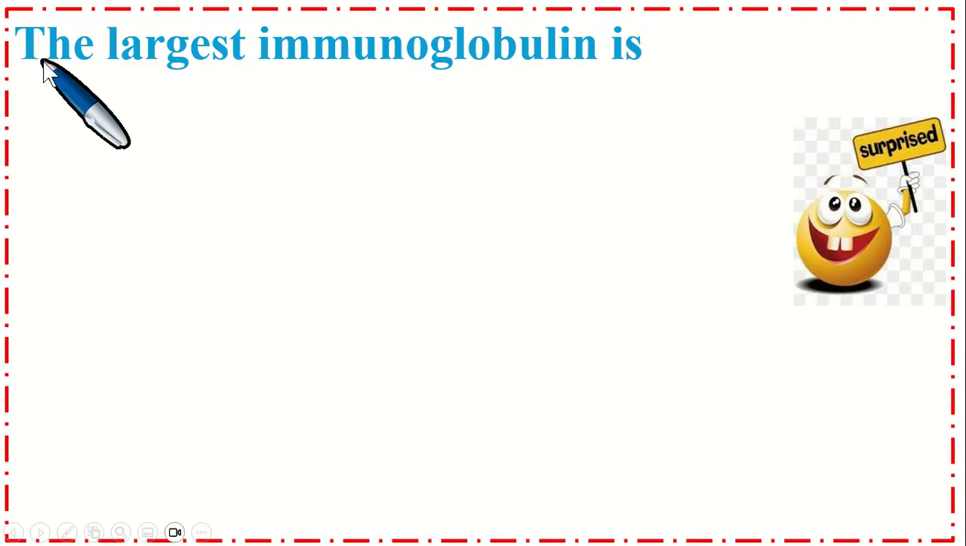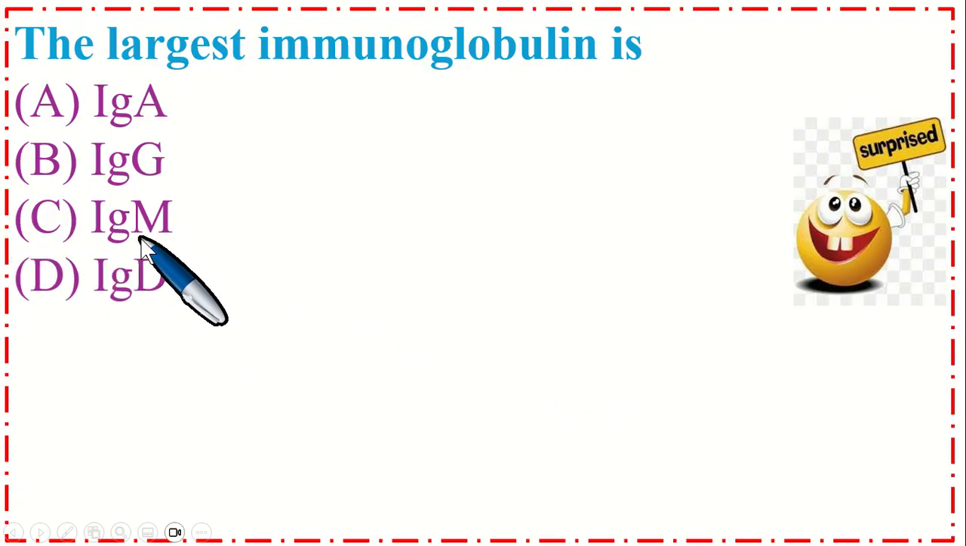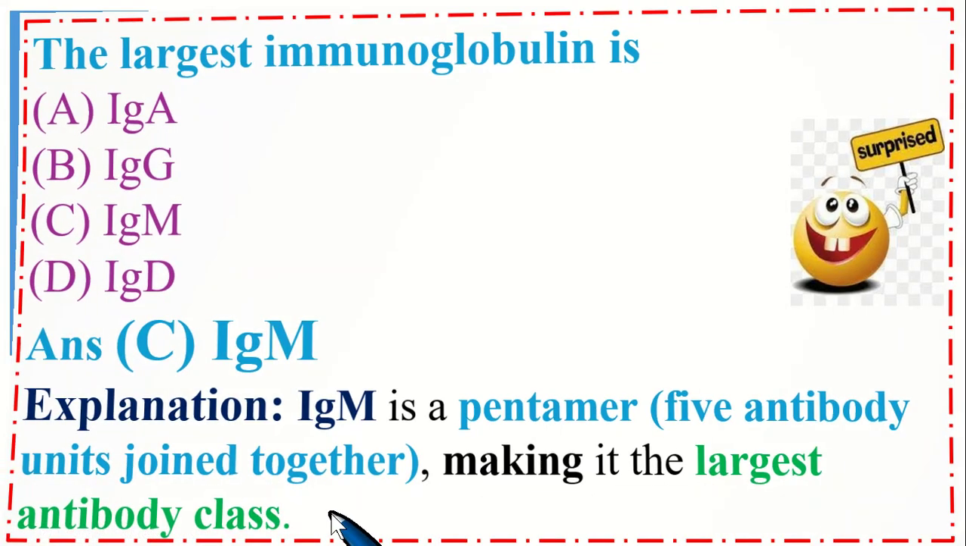Dear students, this is very important MCQs. The largest immunoglobulin is option A IgA, B IgD, C IgM, and option D IgD. So the correct option is C IgM. Explanation is IgM, immunoglobulin M, is a pentamer, which is 5 antibody units joined together, making it the largest antibody class.